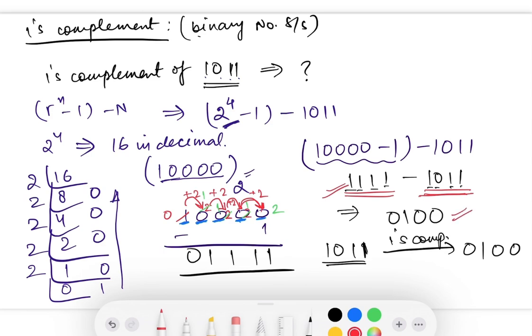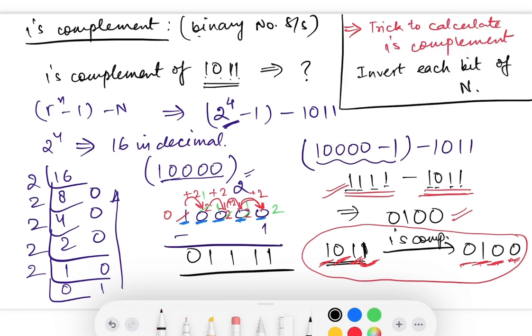So we got this. But now there's a trick to calculate the 1's complement in the binary number system. See this number 1011 and the 1's complement is 0100. That means if I invert each bit, 1 is inverted to 0, 1 is inverted to 0, 0 is inverted to 1 and 1 is inverted to 0. That means if you invert each bit in the binary number system, you will get the 1's complement. So this is a very important trick, right? 1 will be inverted to 0 and 0 will be inverted to 1 and you will get the 1's complement of the number.